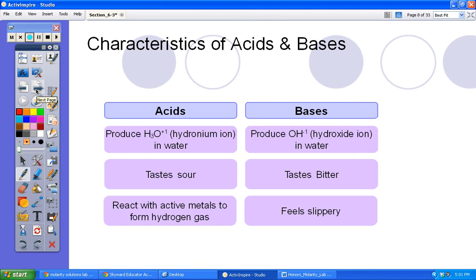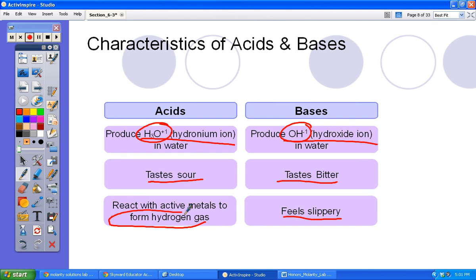So just a basic overall characteristic, acids produce hydronium, bases produce hydroxide. And so these guys are going to be really important when we get towards the end of this talk today. These taste sour, these taste bitter, these feel slippery, kind of like soapy, and these react with active metals and they produce hydrogen gas.